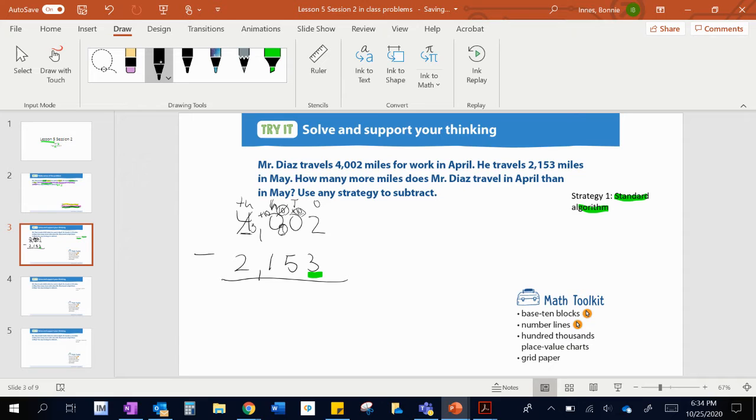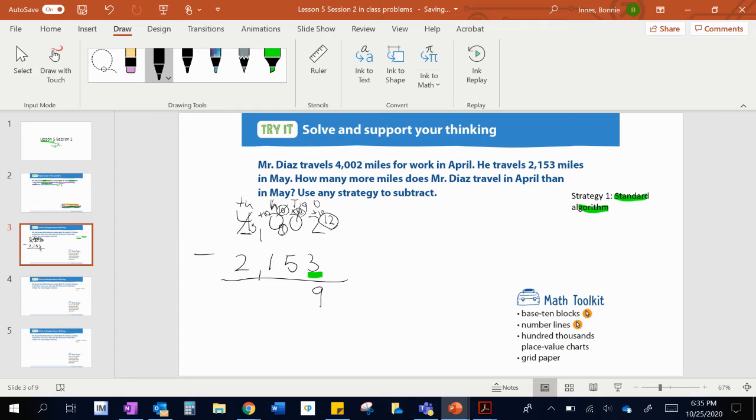So now I'm over in the ones, and I still don't have my problem fixed yet. So I'm going to take a 10 away from here, and I'm going to give it to my ones spot. So my 10 tens now becomes 9 tens. So 10 plus 2, that's 12. Now I can subtract because I have 12 on the top and 3 on the bottom, and I can take 3 away from 12. So 12 minus 3 is 9.